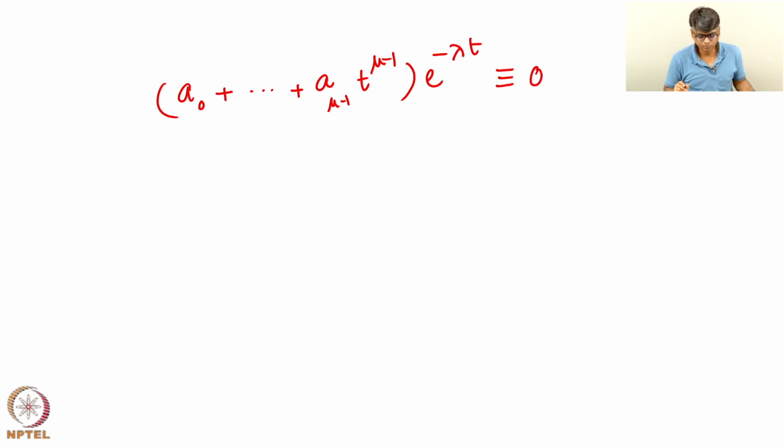Okay. And then you just need to take t equal to 0. If you take t equal to 0, then the exponential is 1, and all these terms will go away. You will just have a0 equal to 0, right? And then you can continue like that. It's an interesting exercise. Why don't you do it on your own and see what happens?